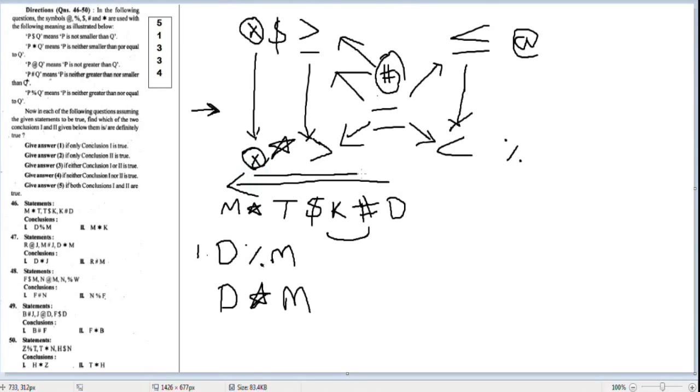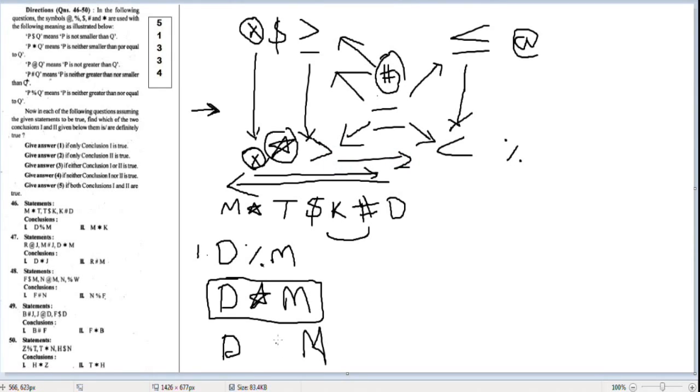But the problem here is we moved in the opposite direction. If we had moved in this direction, this would have been the answer. But since we moved in the opposite direction, the answer should be the opposite sign of star. The opposite sign of star is percentage. So D percentage M is your answer, and that is the first conclusion. So the first conclusion is right.